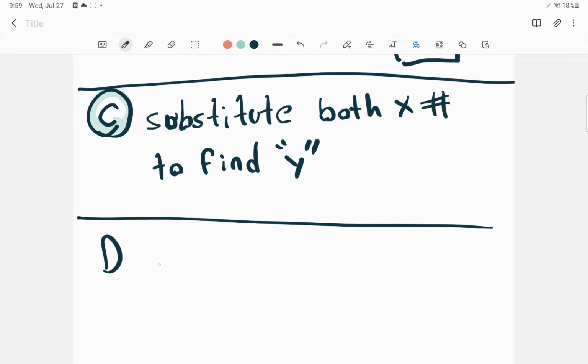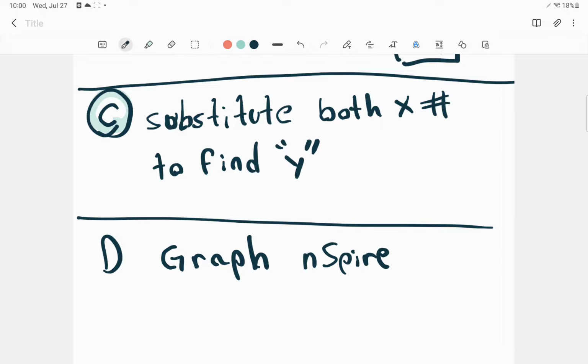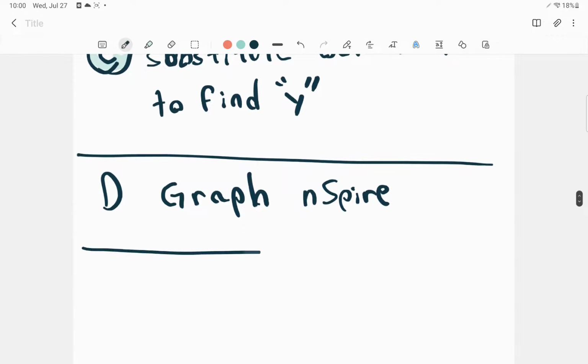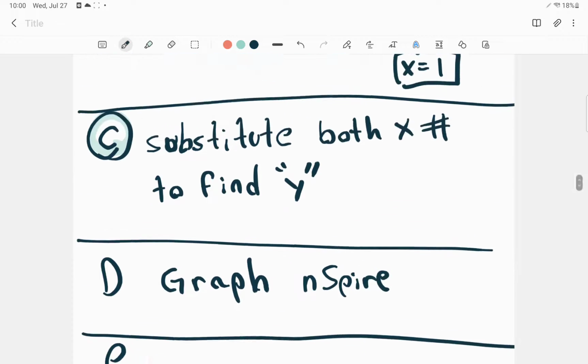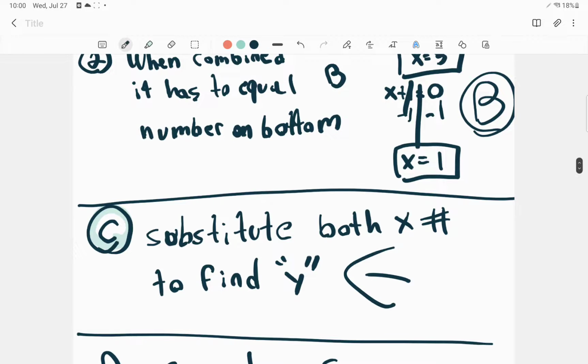On D, just graph. All I want you guys to do is graph it. You're going to be using the Inspire. So I'm going to put Inspire. And I want you to look at your answer whenever you did it by hand, which is right here. C is your answer algebraically. I'm not sure if that's how you spell it. Oh, it has two L's.